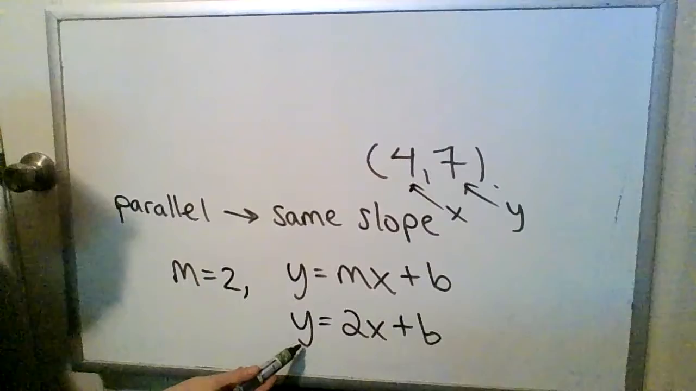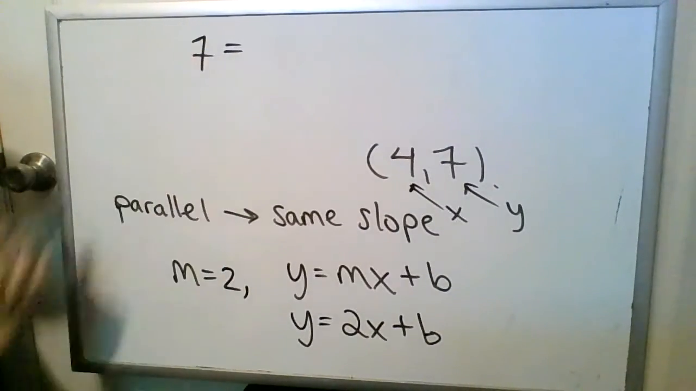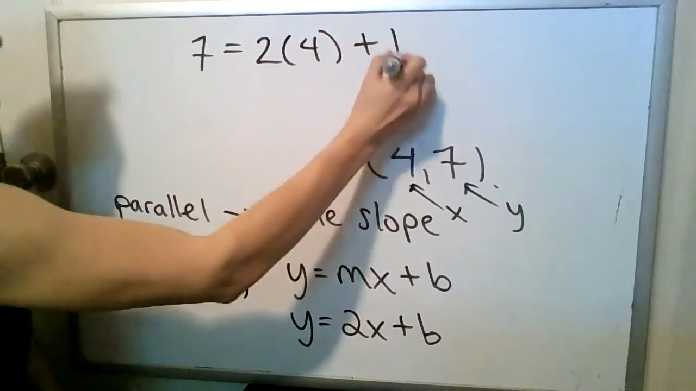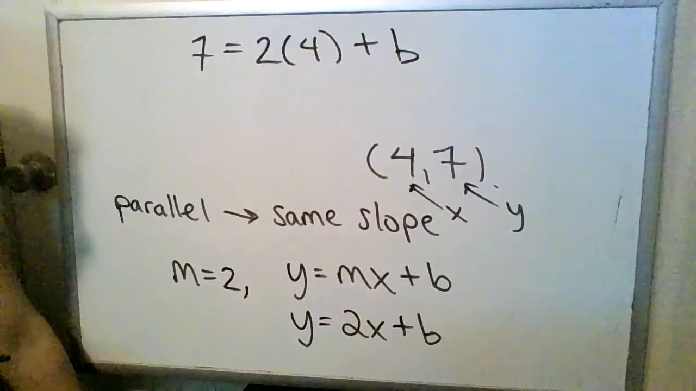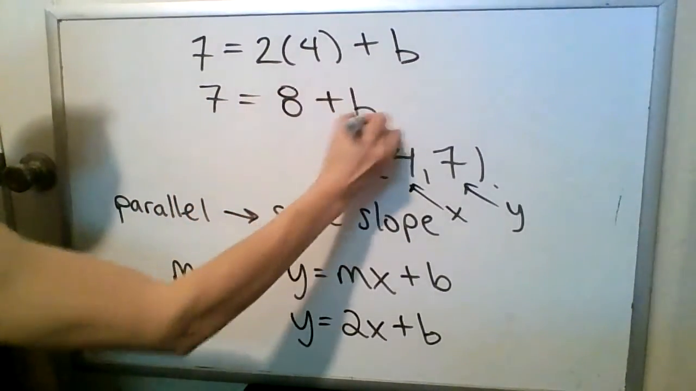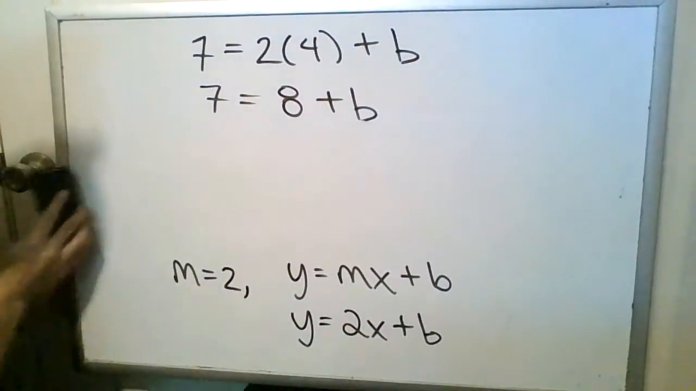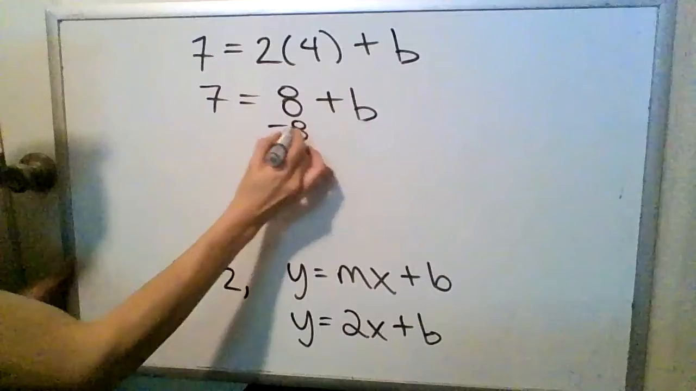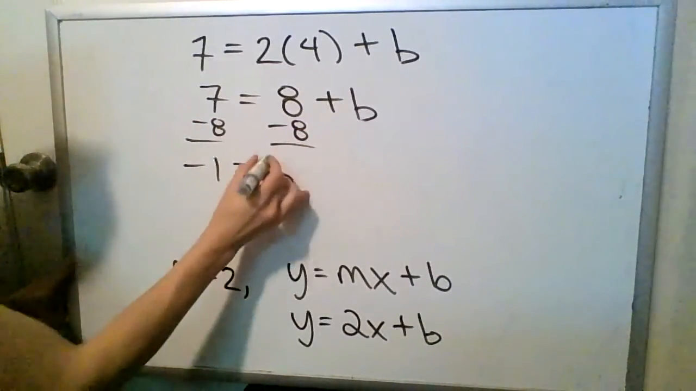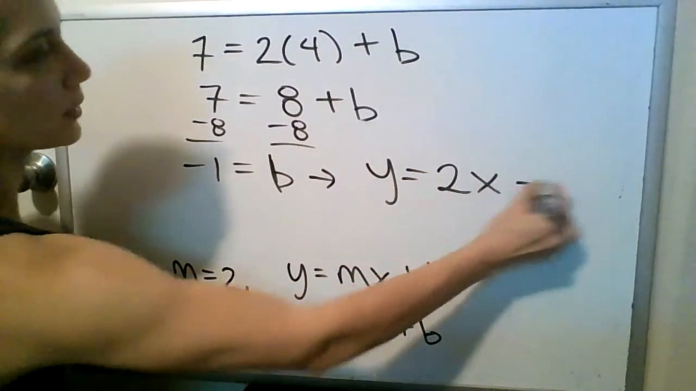Okay, so I'm here with 7 equal to 2 times 4, add b. 7 equals 8 plus b. I got negative 1 equal to b. And my line would be y equals 2x minus 1.